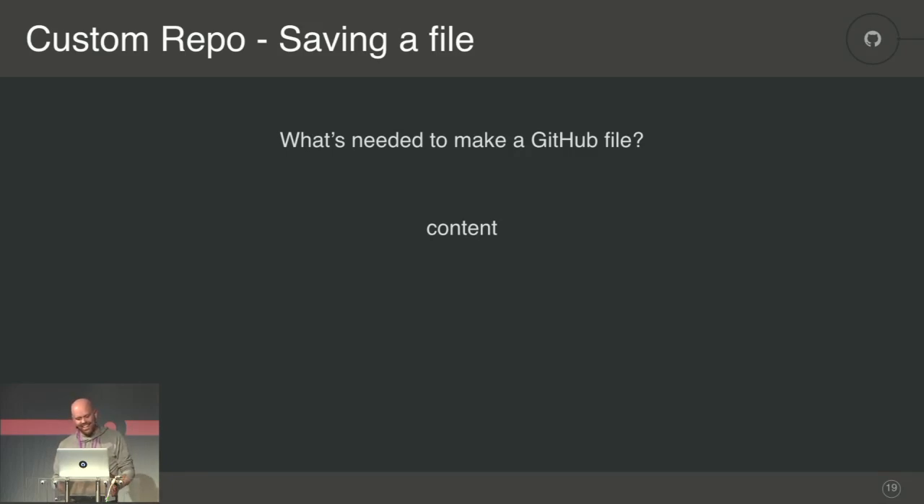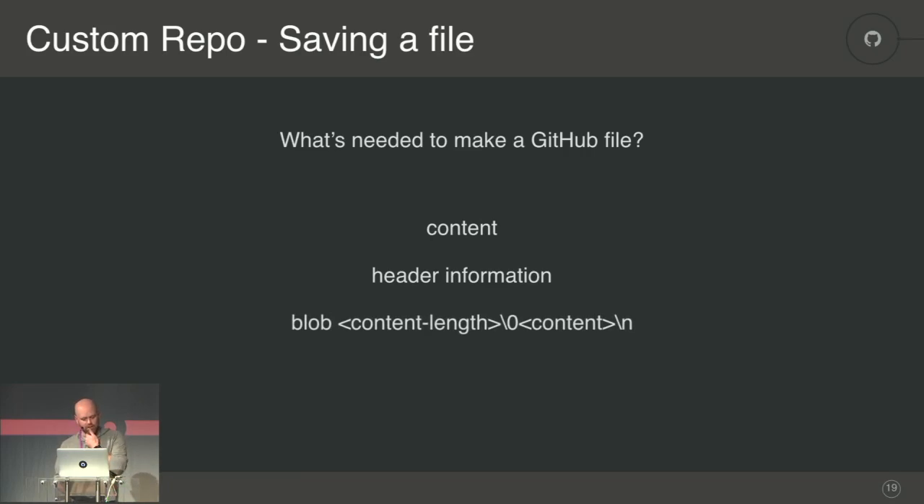The content and the header information, and this is the signature of what that looks like for the header information. So the blob is the type of content that we're creating, to contrast that with a tree or a commit. We're adding the content length of that content, that first subpoint there. And then the header information is all of this: the length and the 0-byte character and the new line at the end.